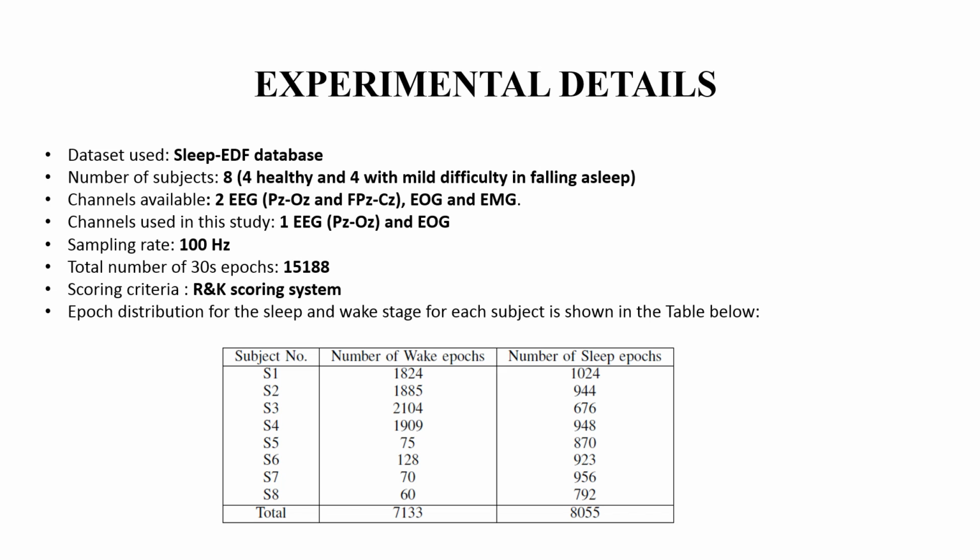The sampling rate is 100 Hz, the total number of epochs are 15188, and the scoring criteria is the R&K scoring system. Now the table here shows the epoch distribution for the sleep and wake stage for each of the 8 subjects.